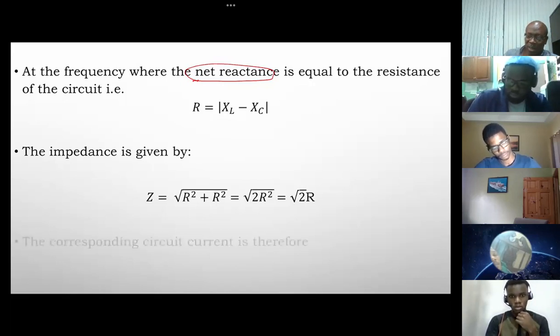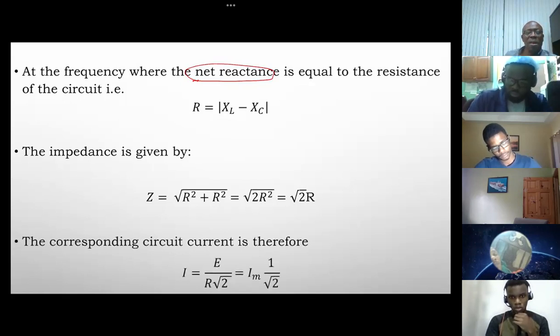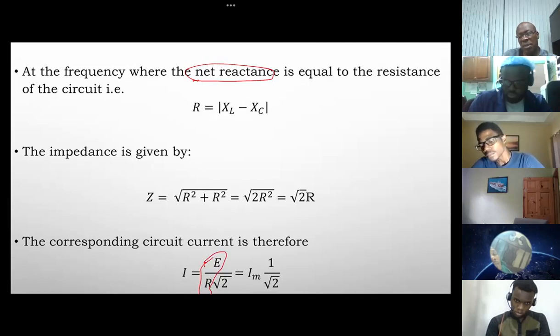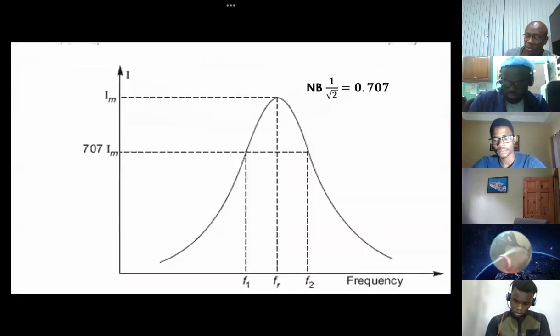It means, therefore, that the corresponding current is going to be equal to E over root 2R, which is IM, since IM is equal to E over R, which we have already established. So it's IM times 1 over root 2, where 1 over root 2 is 0.707. And so I can represent all of this graphically as shown.